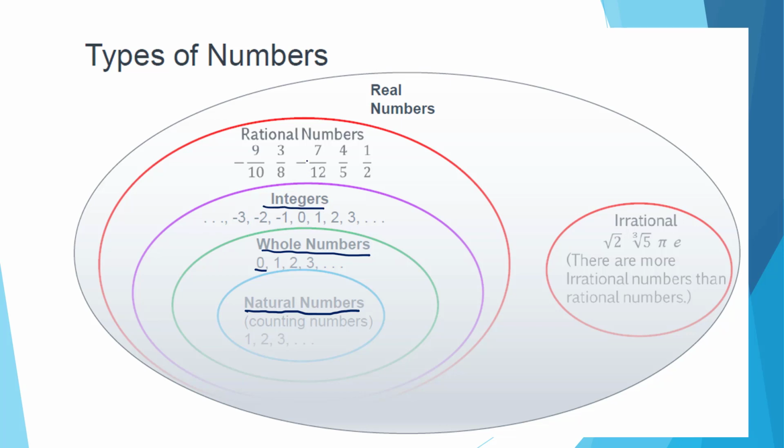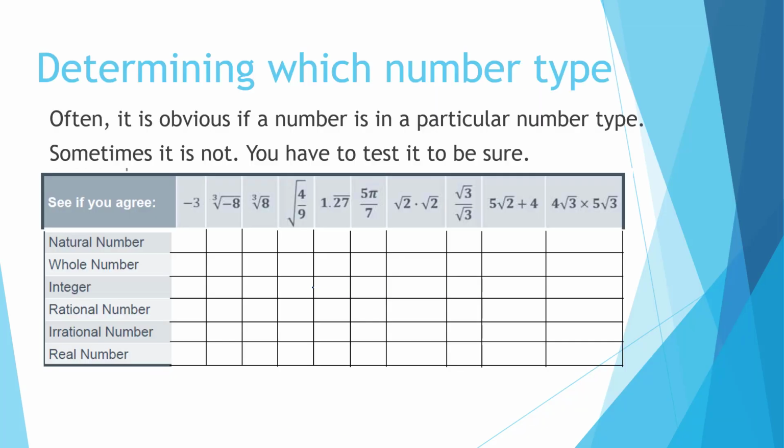Okay, and then the next one is rational numbers, which can be a fraction, but the numerator and denominator need to be integers so that we can call it a rational number. So I will give you an example of how to determine whether a number is included in natural, whole, integer, rational, irrational, or real numbers.